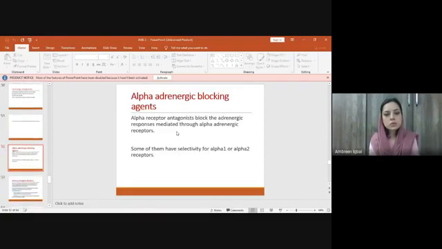So they are going to block alpha 1 and alpha 2 receptors, and those that block beta 1, beta 2, beta 3 receptors. So we have divided adrenergic blockers into two main categories, alpha blockers and beta blockers. Alpha blockers include selective alpha 1 and selective alpha 2; beta blockers include cardioselective, beta 2, and beta 3.